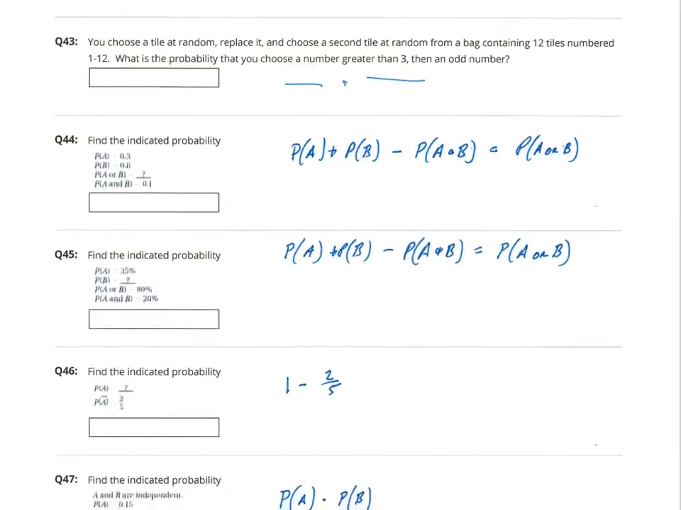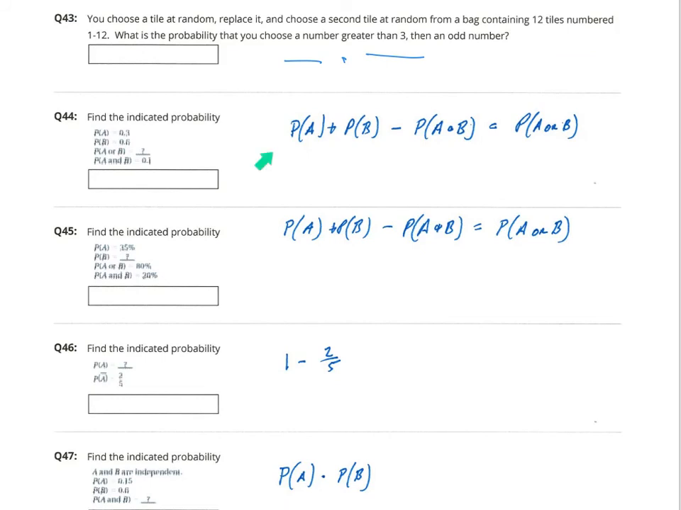Questions 44 and 45, I've written the formula that you need here. So just plug in what they give you, the A plus the B, and then subtract this. That'll give you your A or B. That one's real easy. So plug everything in here, figure it out. Here, they want you to find this one. So there's your X. Then you're going to plug all these in and solve for X.